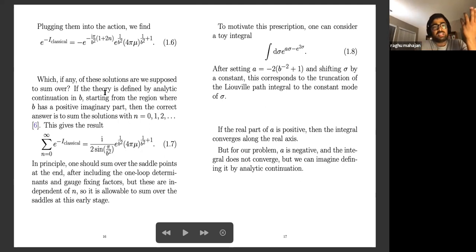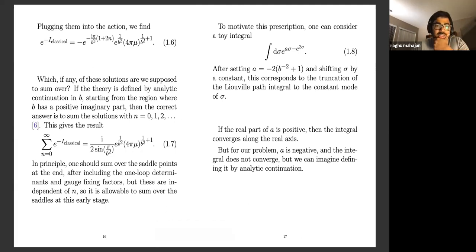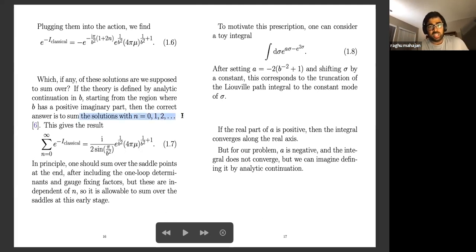Oh, which of these saddle points are we supposed to sum over? It's actually an important question to get this right. And the answer was contained in a paper of Harlow, Maltz, and Witten, which was talking about analytic continuation of Liouville theory. And as I will show you on the next page, the correct answer is to sum over basically half of the solutions, with n equals 0, 1, 2, etc.